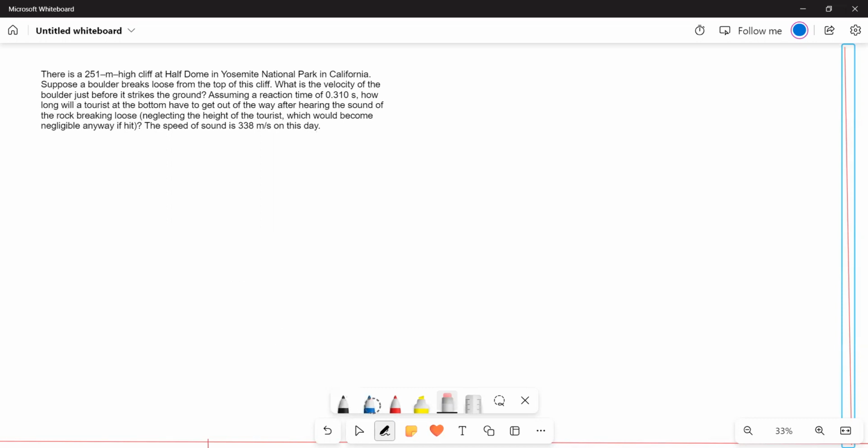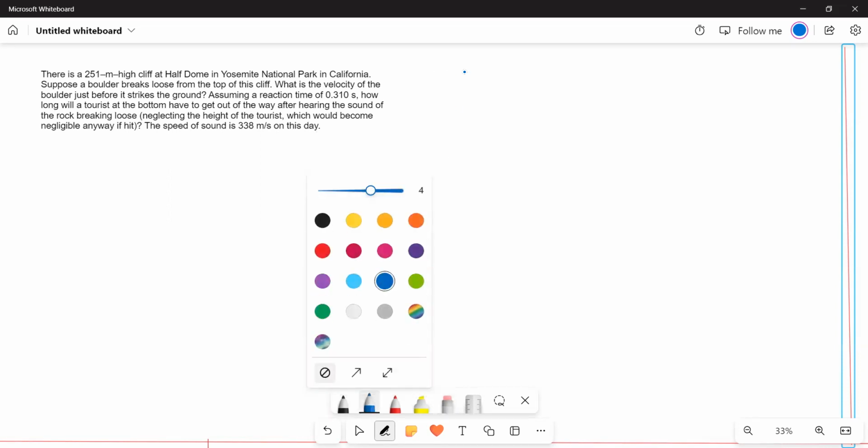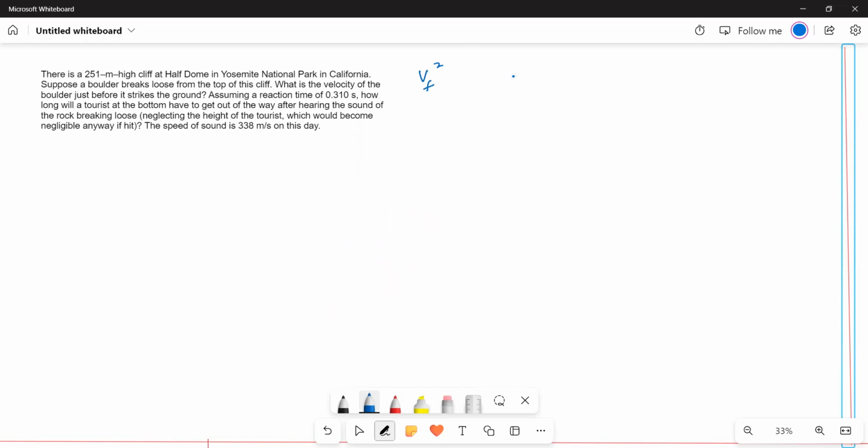To find that one, we use the formula Vf squared is equal to Vi squared plus 2AD. Here, Vi is equal to 0, and A is equal to minus g, which is minus 9.8 meters per second squared. And then D is equal to minus 251 meters because the boulder is coming down. I will take it as minus 251 meters.